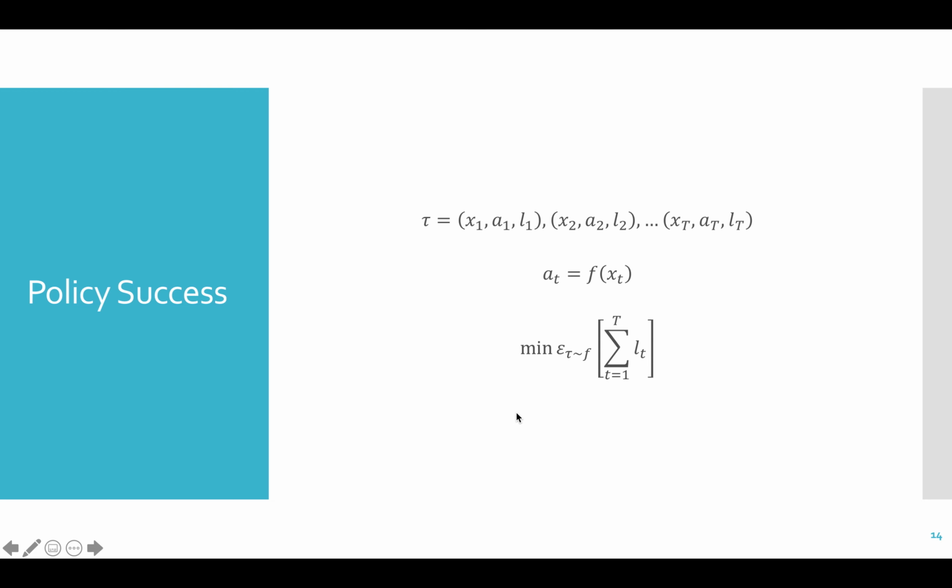Why is it the expected loss and not just the total loss? Well, because of the randomness in the world. The ever-changing world cannot be accounted for in absolutes. There's a lot of things going on here, but we don't want to get confused by it. All we're trying to do is minimize the loss. This E just says expected. Tau tilde f just means that these trajectories are sampled from a policy, and then we just sum over all time steps.